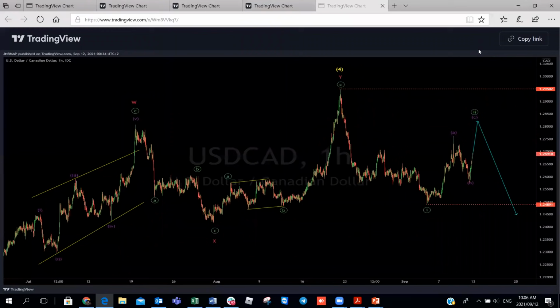So this is how it has played out. We've got the move to the upside, we've got the pullback, and now we're left with this move to the upside. So for this coming week, we're expecting US dollar CAD to continue with the move to the upside so we can get a move to around these levels. So that's what we'll be expecting this week.